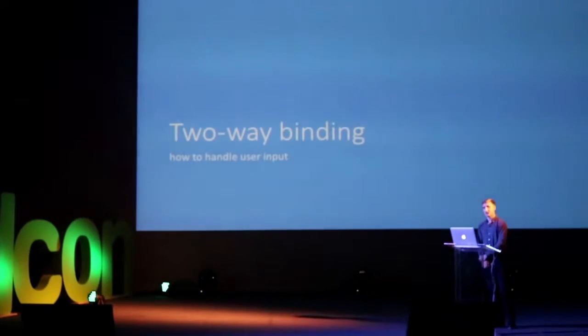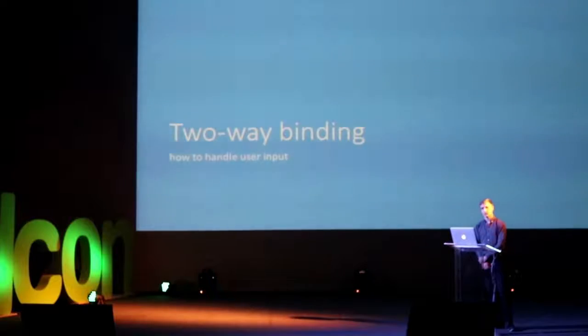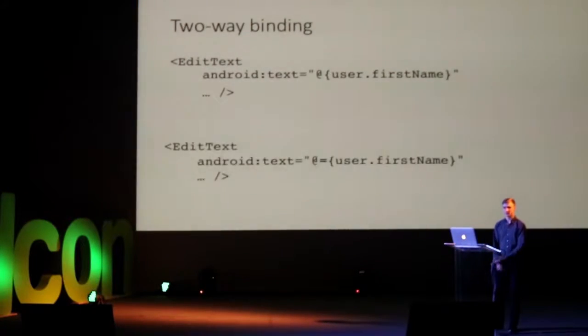So that's nice. Another thing that I think is important is two-way binding. If you have a form and you want to deal with user input in an edit text or a seek bar, for example, how do you set that up? This is the standard one-way binding. For two-way binding, it looks like this. If you can't see the difference, that's because there's only one character, and that's the equals sign. So instead of ampersand curly bracket, it's ampersand equals curly bracket. That's the only thing you really have to do.